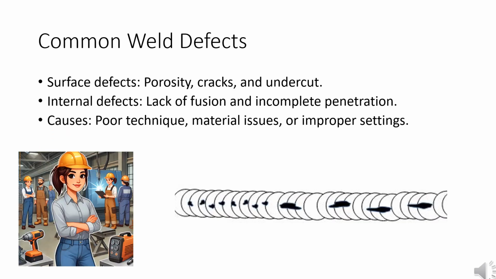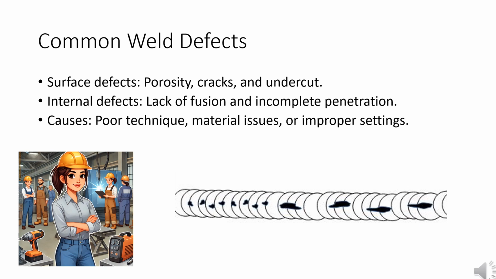Surface defects are those visible to the eye or accessible from the surface of the material being inspected. These include defects like porosity, cracks, undercut, and overlap. Internal defects, such as lack of fusion, incomplete penetration, slag inclusions, and internal porosity, can't be seen with the naked eye. These defects require advanced NDT methods, like X-ray or ultrasonic testing, to detect.